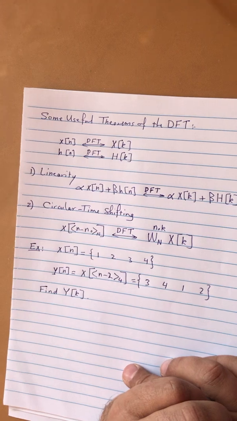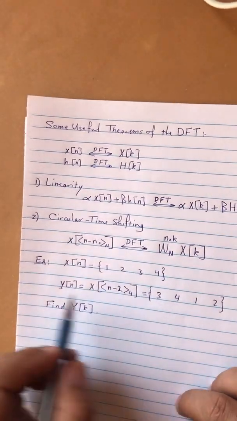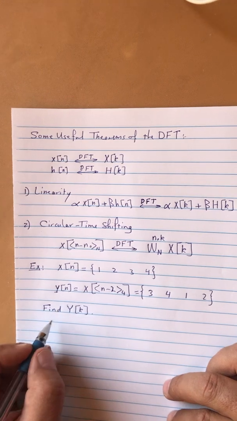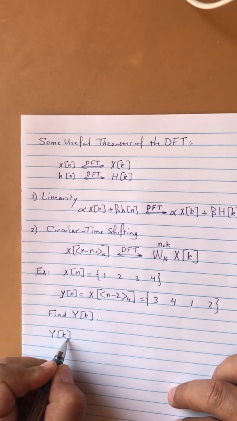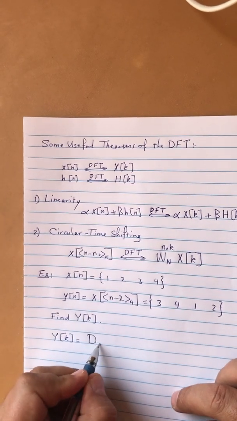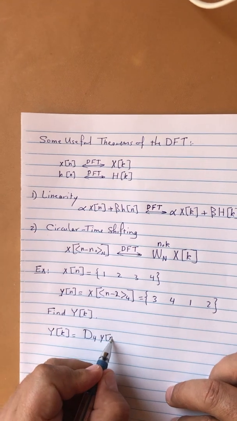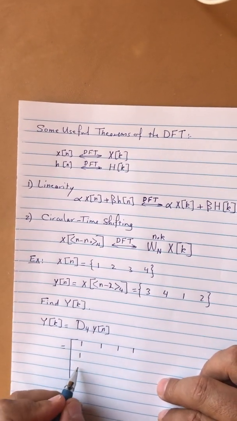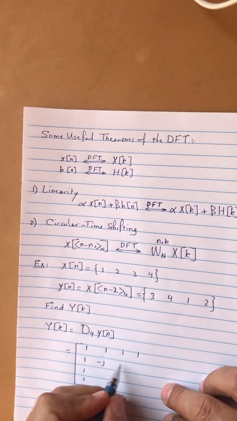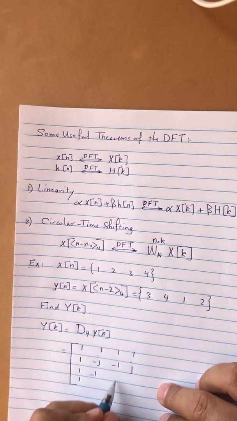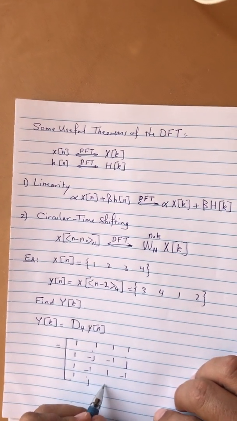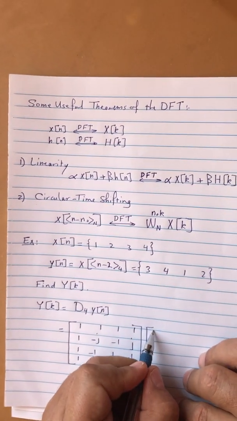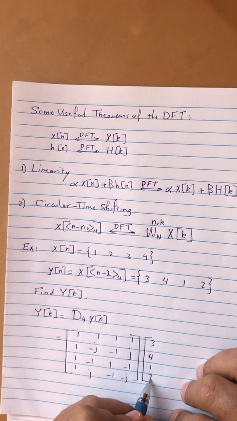The first method to find y of k is to apply directly the definition of the Fourier transform. So y of k is equal to D4 times y of n, which is equal to the matrix with first row 1, 1, 1, 1, then 1, minus j, minus 1, j, then 1, minus 1, 1, minus 1, then 1, j, minus 1, minus j. This should be multiplied by the column 3, 4, 1, and 2.